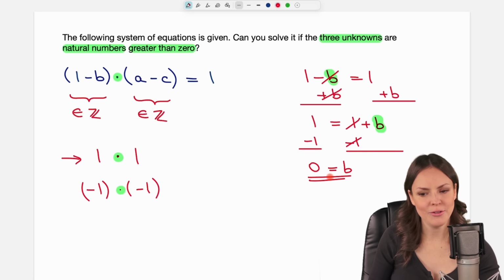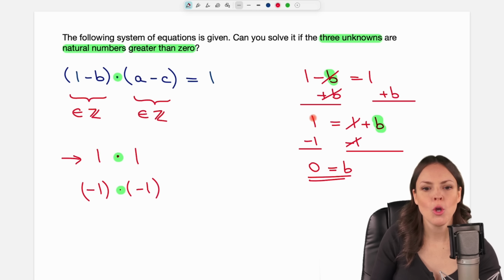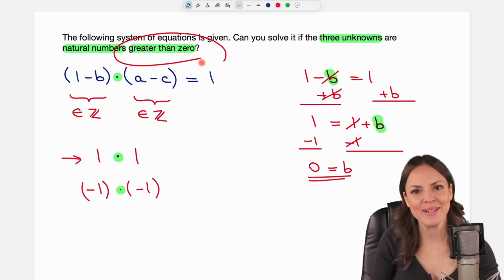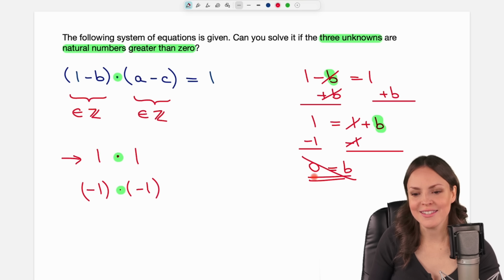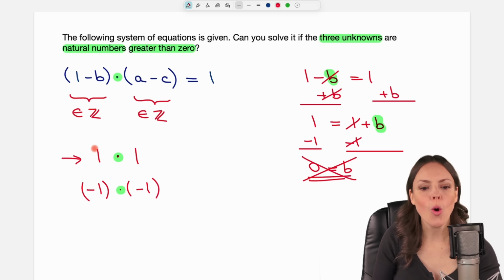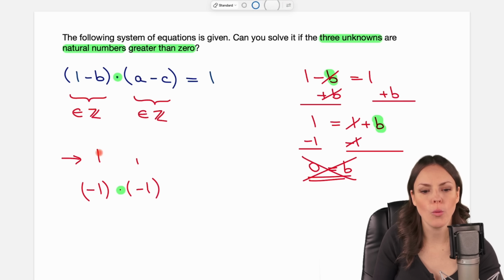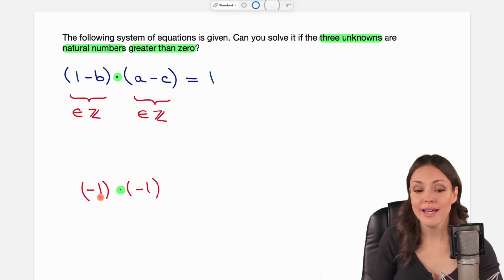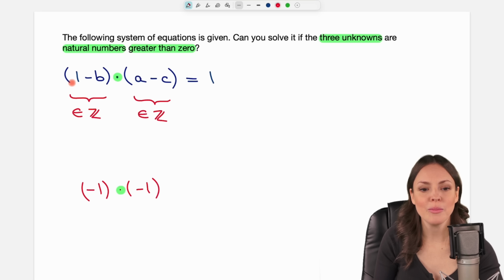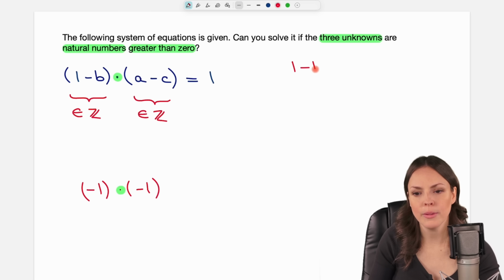b equals 0. Is that possible? No, it is not, because our unknowns should be greater than 0. So 0 is not allowed. So this whole scenario here doesn't work, so we don't have to try it more. We know that only this scenario can work, so let's try it. What happens if my first part is going to be equal to -1? So my 1 minus b is going to be equal to -1.